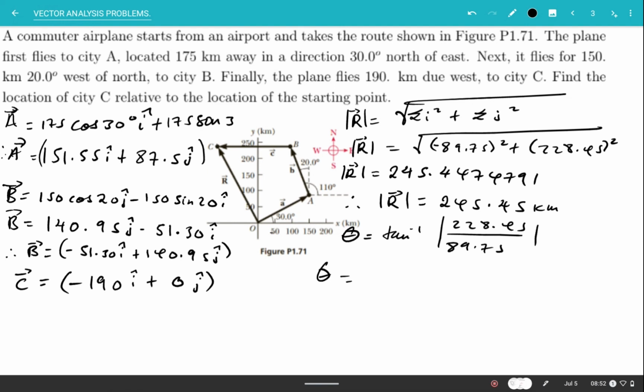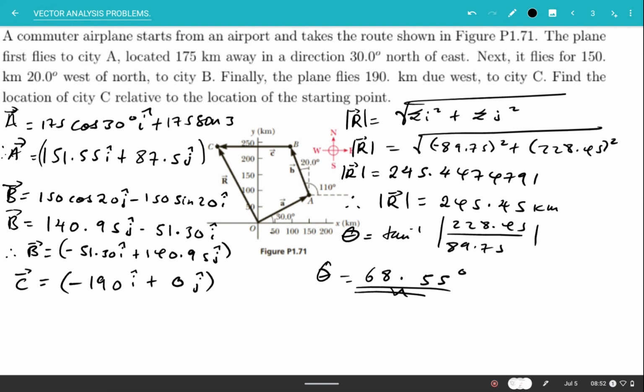So when you do 228.45 divided by 89.75, then you do your shift tan inverse, you get 68.55 degrees. Now basically I'll call this theta prime because I haven't really concluded on the quadrant that we're playing in.